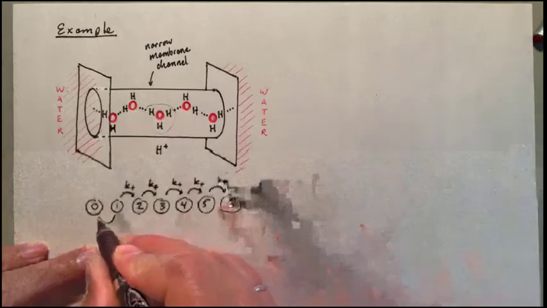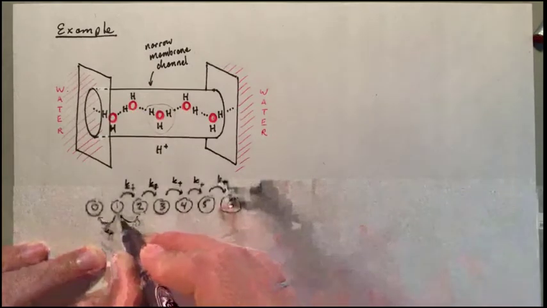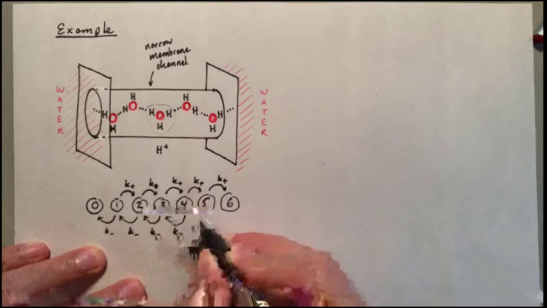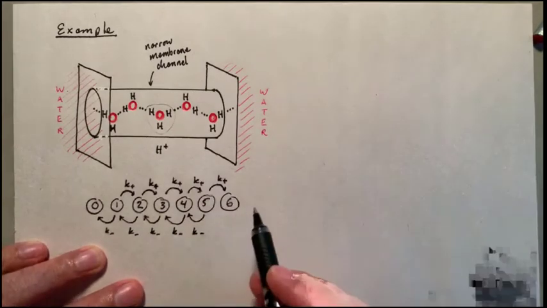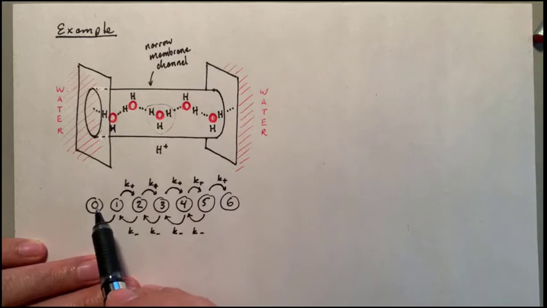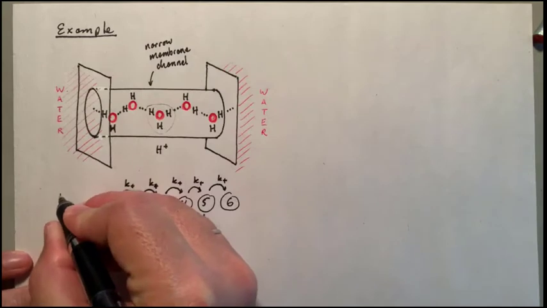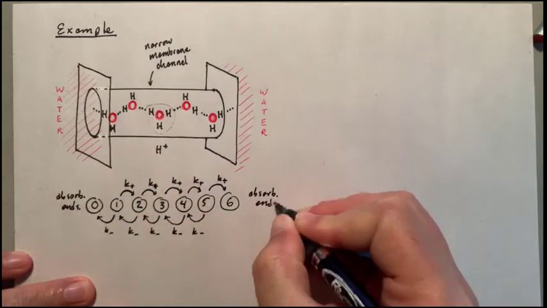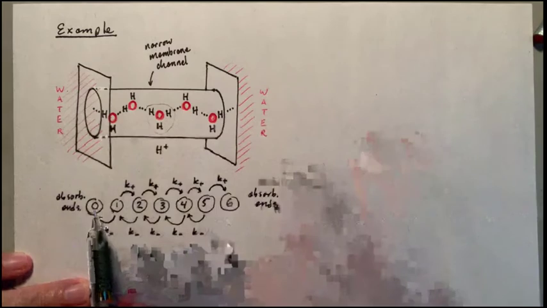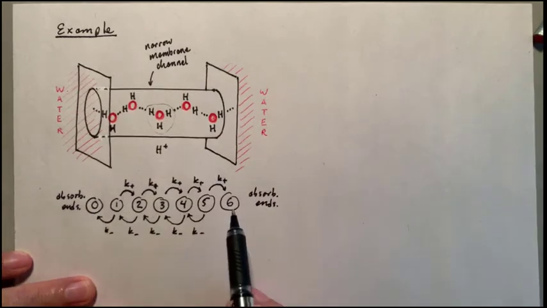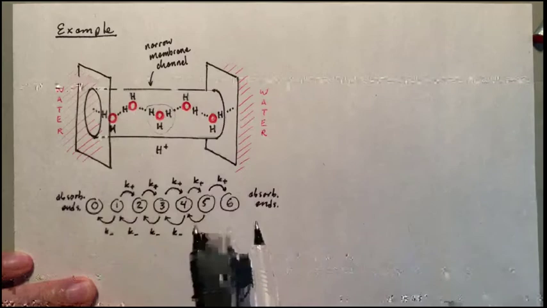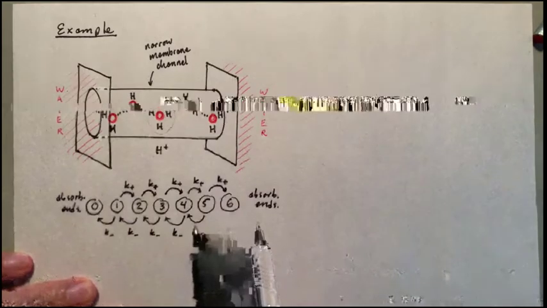We're going to have a rate k minus that takes me from 1 to 0, 2 to 1. And now there are no rates that take me from 0 to 1 or from 6 to 5. That is because these are absorbing ends. So once my proton arrives in state 0 or state 6, we're going to assume for purposes of our model that it never comes back. So all we're able to describe is the migration across the channel for a proton that's already in there.